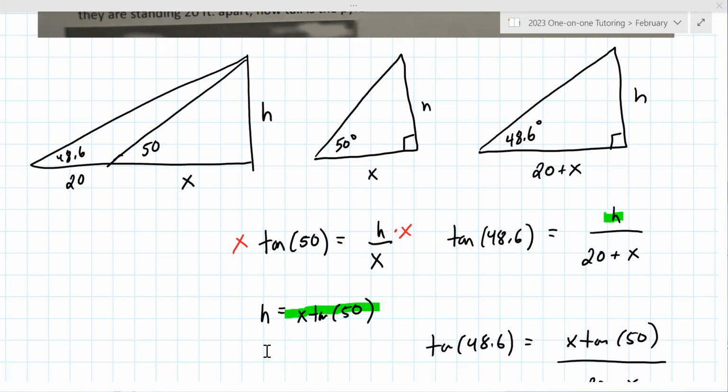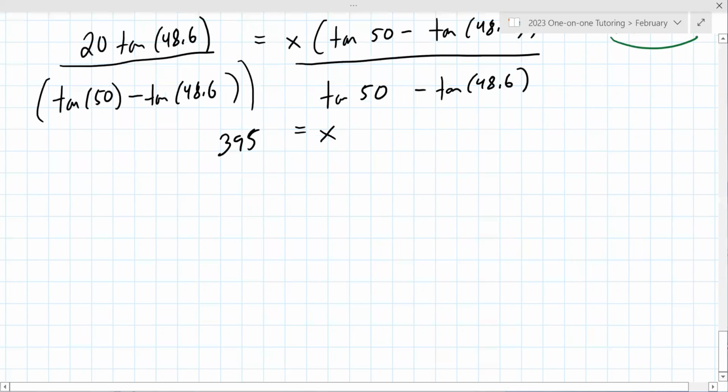Okay, so h is 470.7. And so units do matter. The answer's in feet. So they want you to say that the height is 470.7 feet. And that's reasonable.